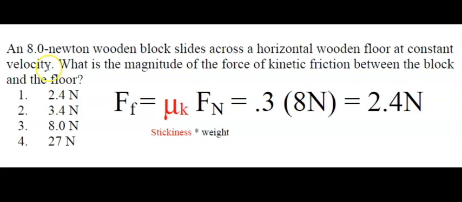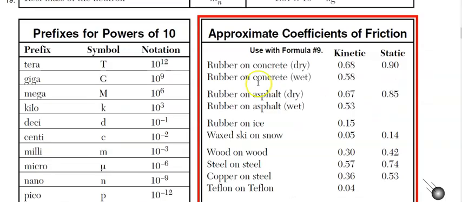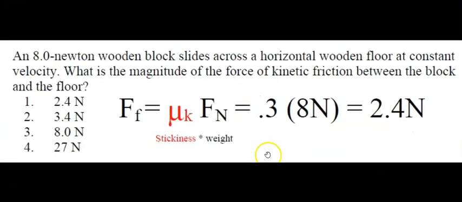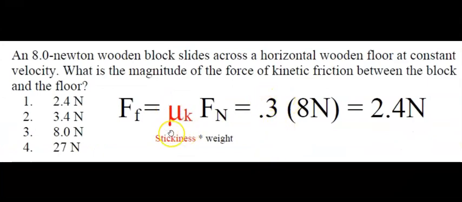Let's take a look at the reference table and get the formula F equals mu N and find the value of the stickiness coefficient. So here we are on the first page of the physics reference table. Page 1, the approximate coefficients of friction, and we see that wood on wood has a value of 0.3 kinetic friction. So for kinetic friction, 0.3 will be used in the formula. And here's that value of 0.3 inserted for the red mu k. Mu k is 0.3 times the original 8 newtons gives you 2.4 newtons of kinetic friction.